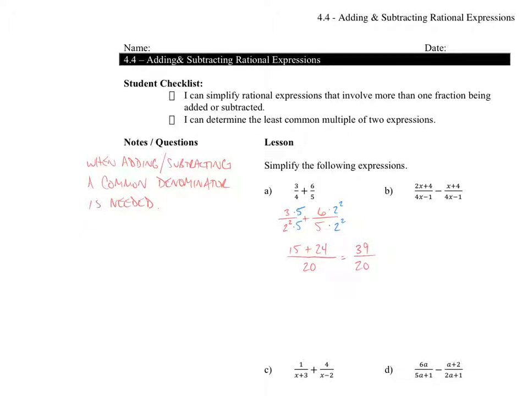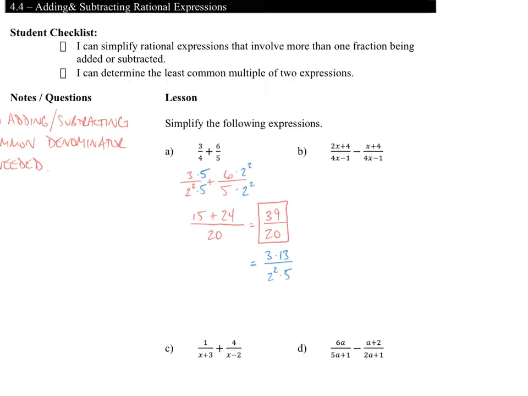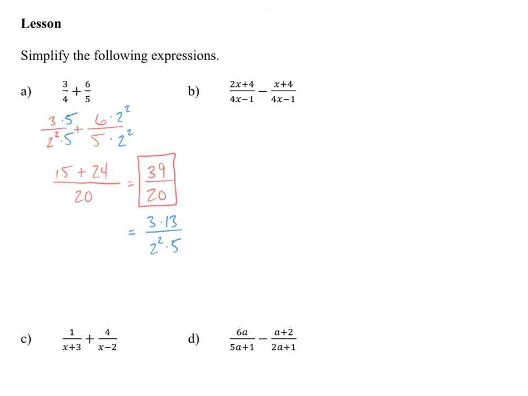We could check and see, can I rewrite 39? It would be 3 times 13, and 20 is 2 squared times 5, but I don't see any common factors anywhere, so there's not really anything I could do to simplify that, okay? All right, so that's as simplified as that one would get. But let's take this to the next level, because you've added those fractions like that before in 5th grade.